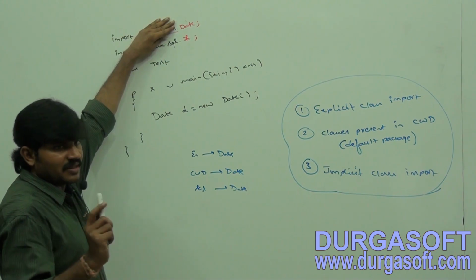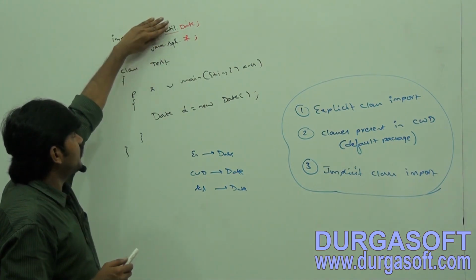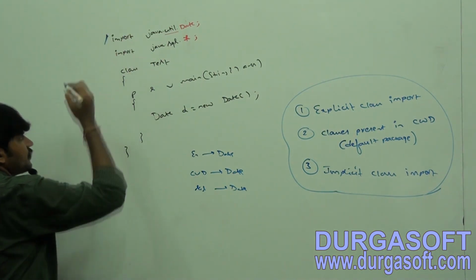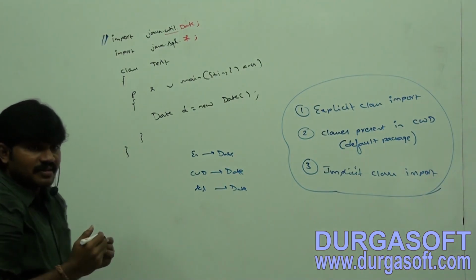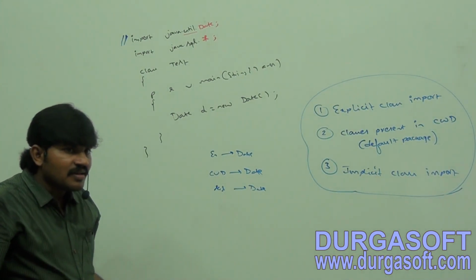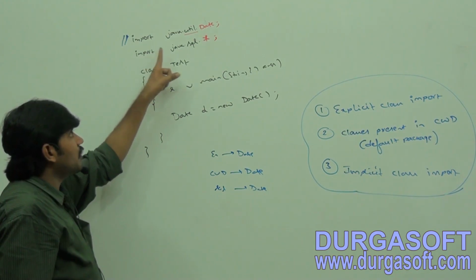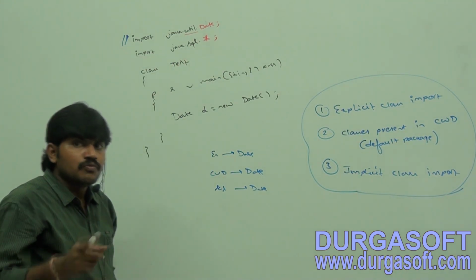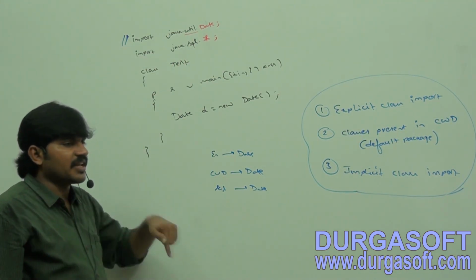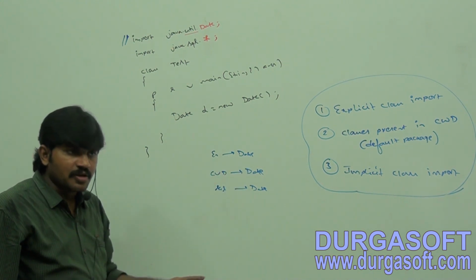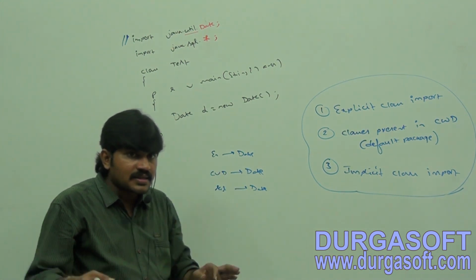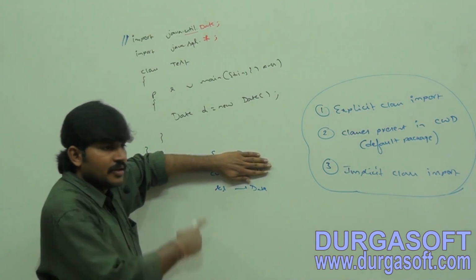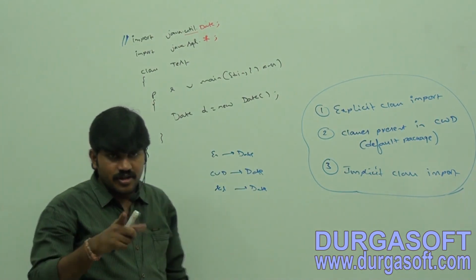Assume that the first line is not there. I commented out the first line. Then which Date will be considered, even though you wrote java.sql.*? The current working directory Date only will be considered. If the current working directory doesn't contain Date, then only the SQL package Date will be considered. Are you able to understand?